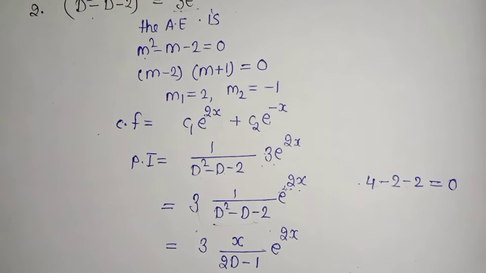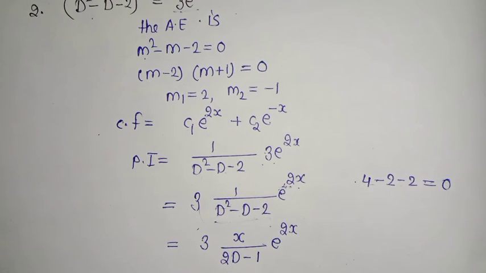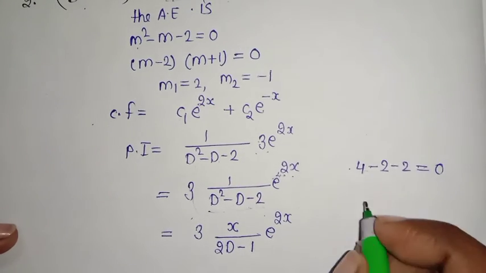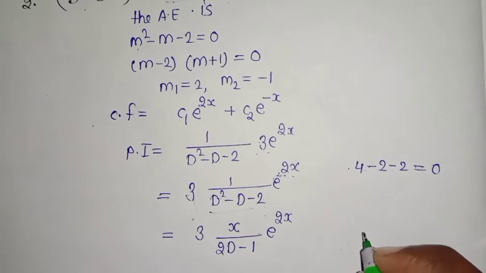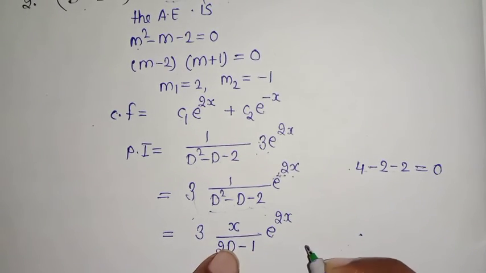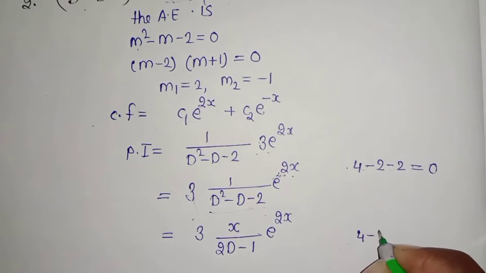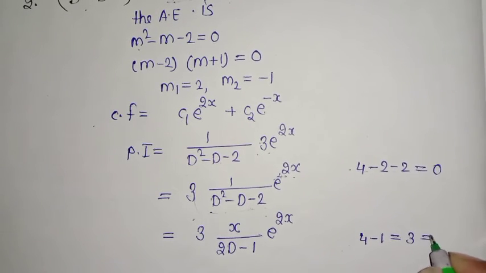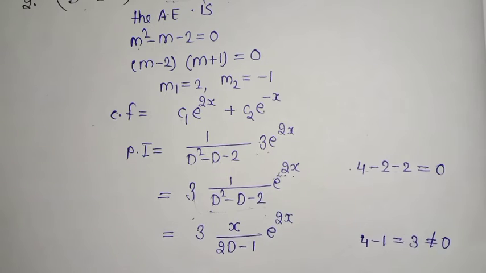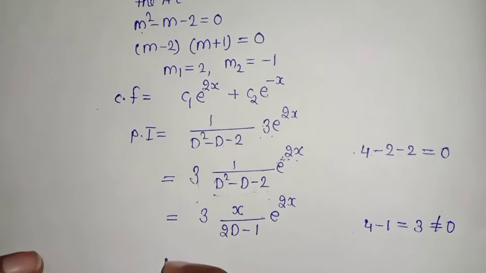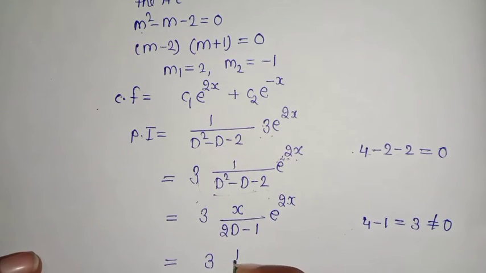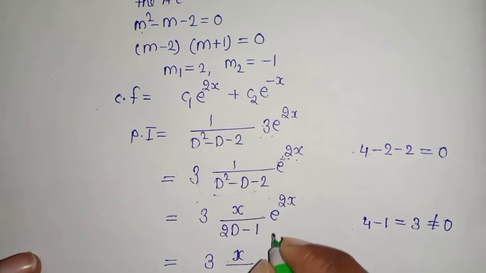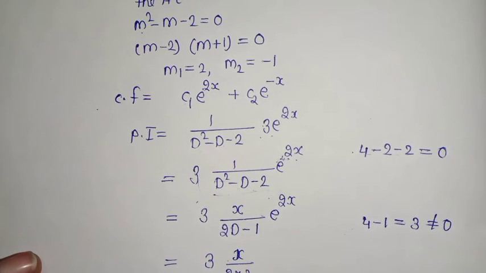Now again we will check by putting d is equal to 2, whether it is 0 or not. So I am going to check again. If we put d is equal to 2, then 2 into 2 becomes 4 minus 1, that is 3, which is a non-zero value. So we can apply this method now. Okay, so if I apply, then we get x by 2 into 2 minus 1 into e raised to power 2x. So what does it give?